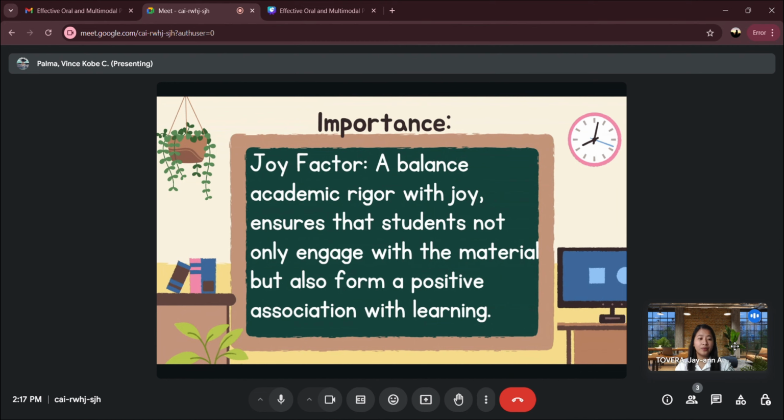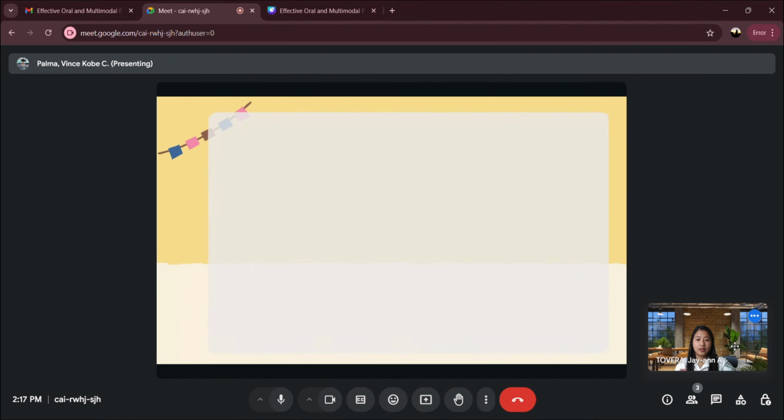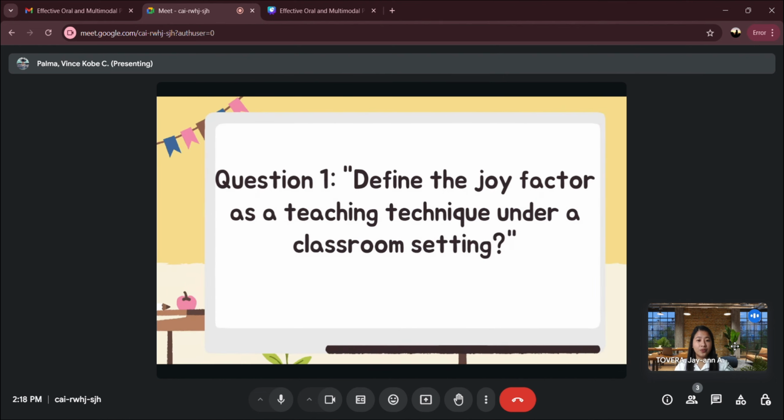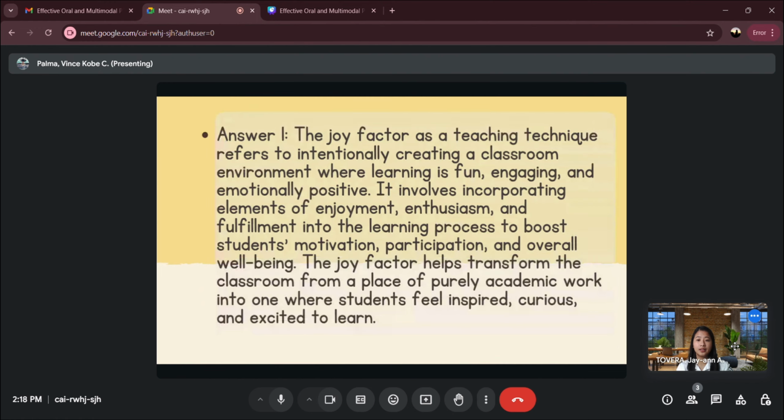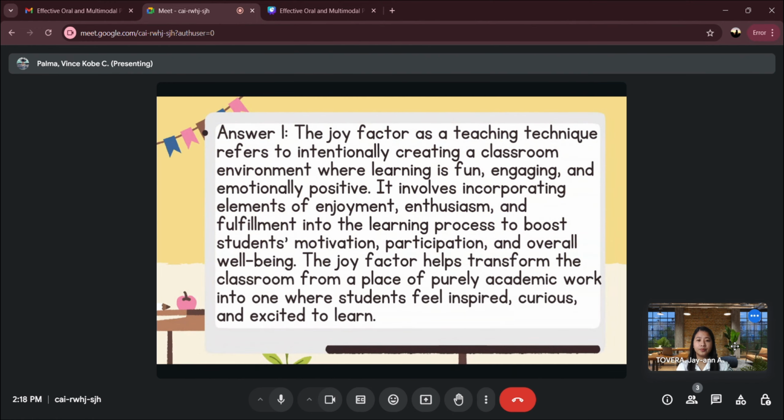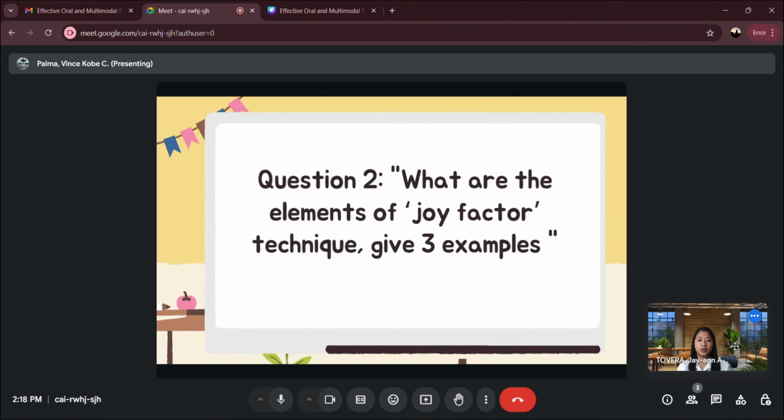Okay, now I have 5 questions for you to answer if you really did understand my topic. First one is, define the joy factor as a teaching technique under a classroom setting. Okay, the answer is this one. Next question. What are the elements of joy factor technique? Give 3 examples.